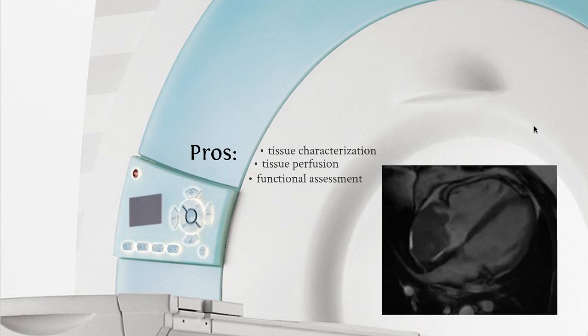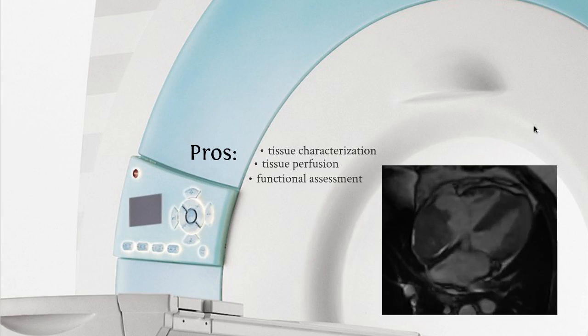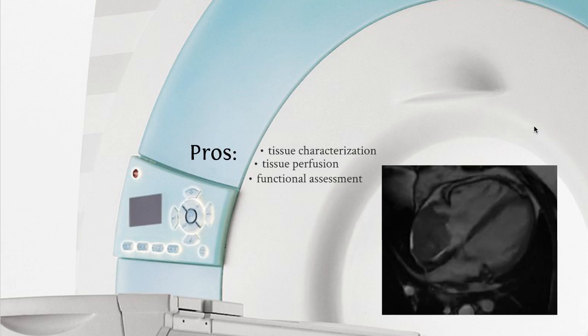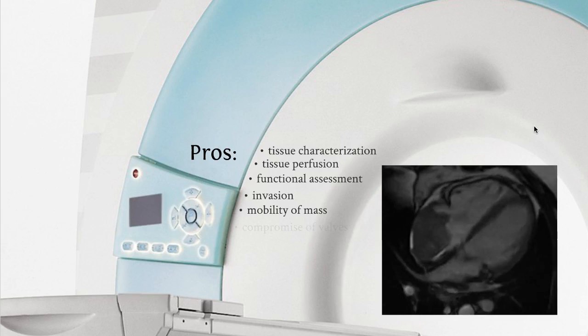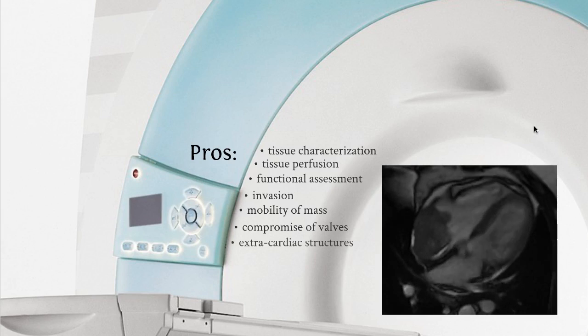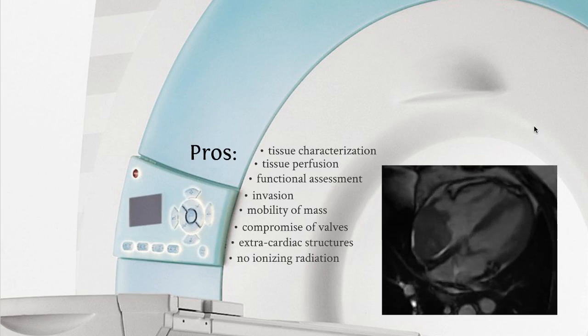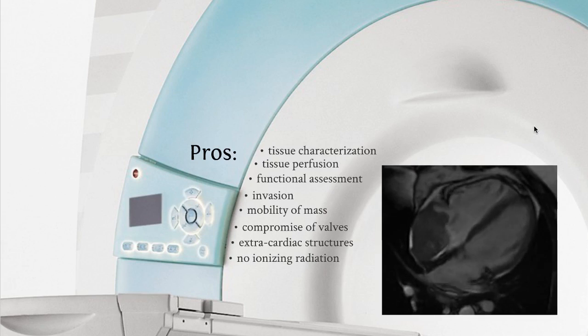Functional assessment is pretty good. So here we can see the function of the RV. We don't really see any blurring of motion throughout the cardiac cycle. Just as an example, here we have a large mass in the right atrium. We can look for invasion. We can look at the mobility of the mass with pretty good certainty. We can also look at the compromise of valvular function, extracardiac structures, and the benefit that there is no ionizing radiation with MRI.